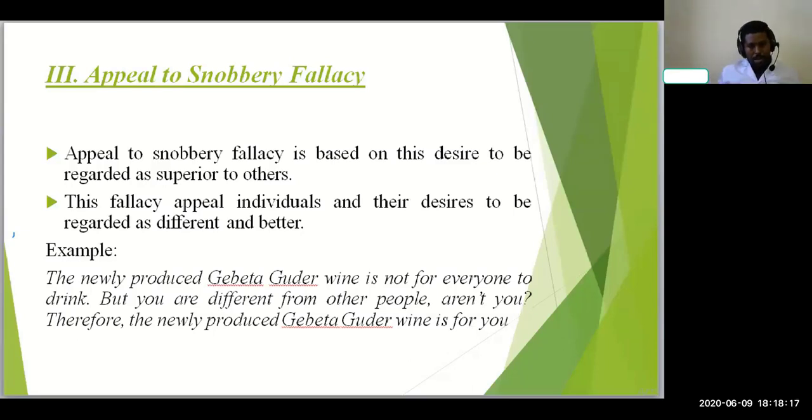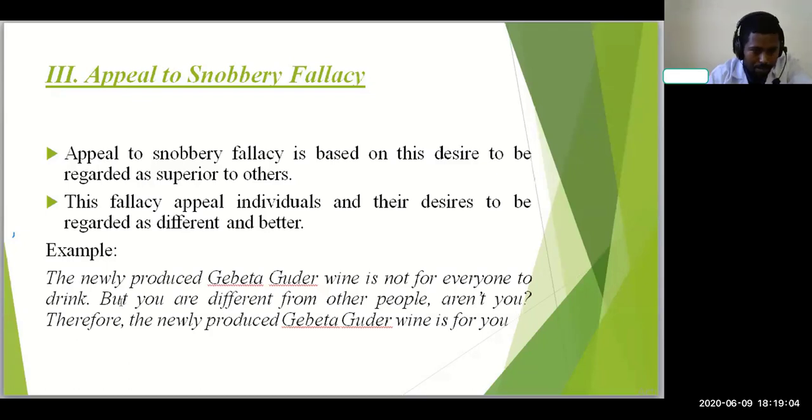The third form of this indirect appeal to people is snobbery. Appeal to snobbery fallacy is based on the desire to be regarded as superior to others. You know, in the case of appeal to vanity, it is associating a person with the product. Here, it's associating with others, to be regarded as superior to others. So this fallacy appeals to individuals and their desire to be regarded as different and better than the average.